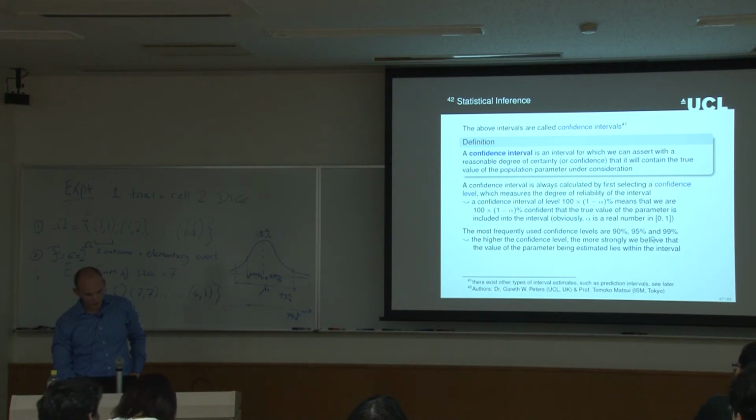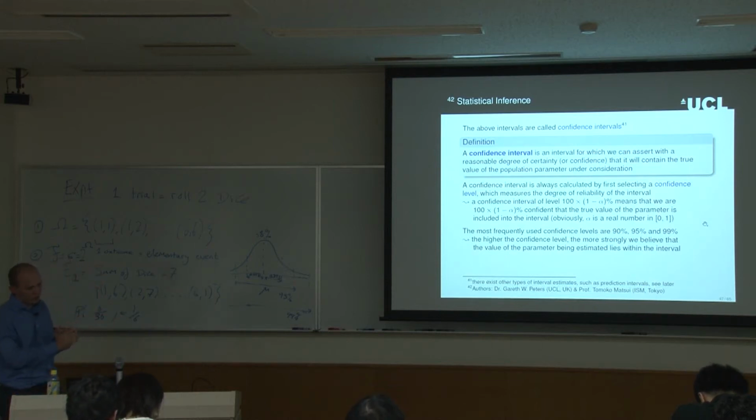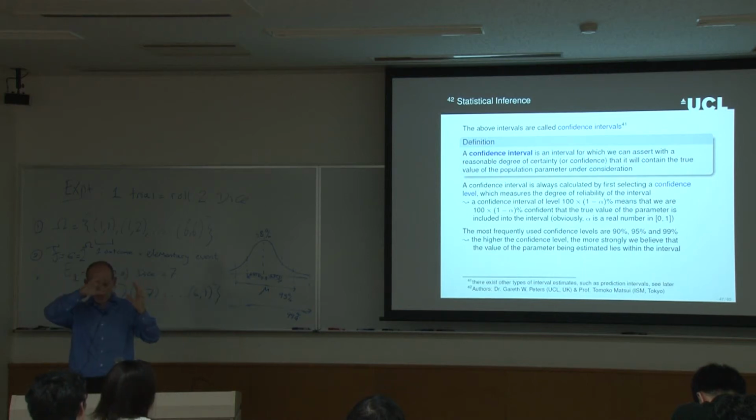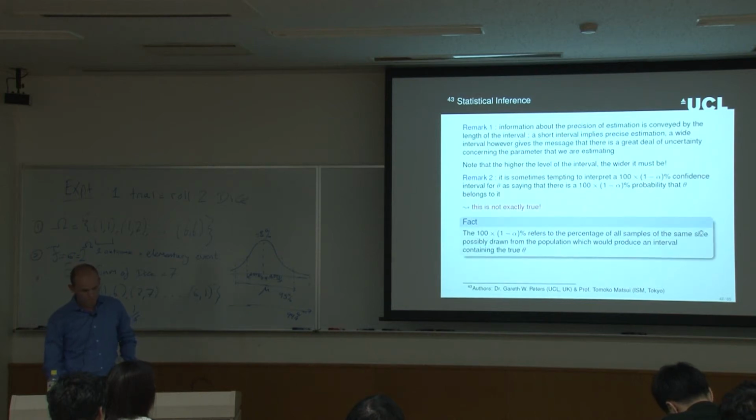Okay. So frequently the confidence intervals which are reported are 90%, 95%, and 99%. So the higher the confidence level, of course, the more strongly we believe that the parameter lies within this interval. So we should expect that the interval should be larger if we want to be more confident, smaller if we use, say, 90%. Okay.